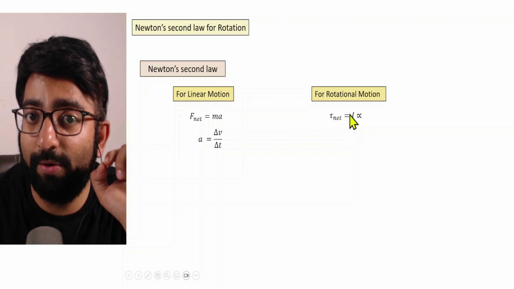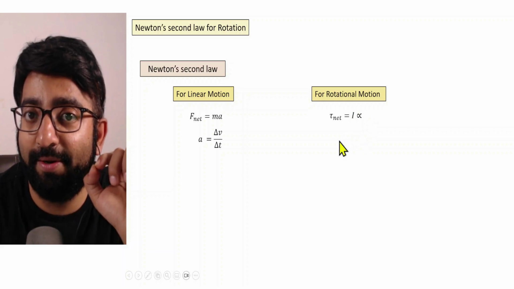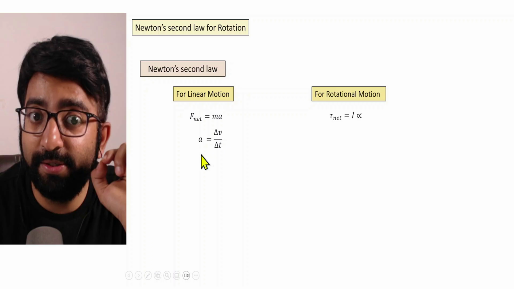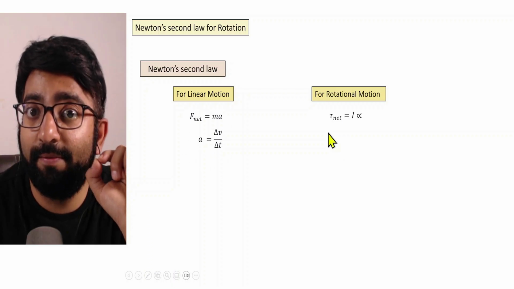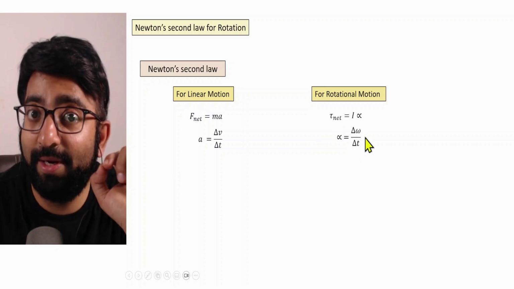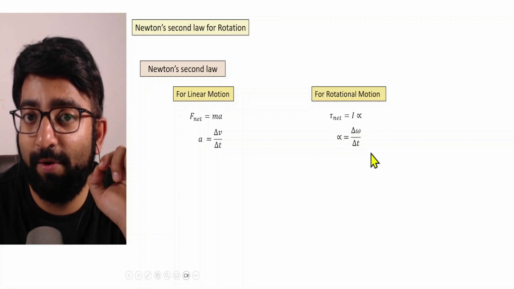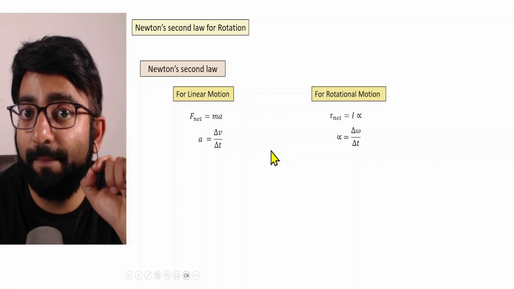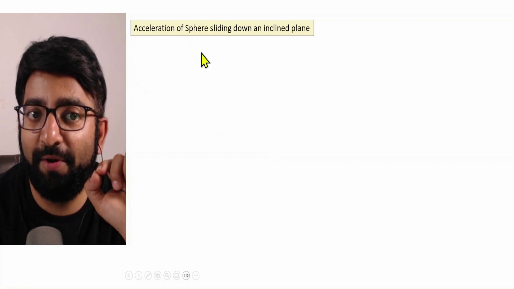The net torque acting on the object is a product of I, which is the moment of inertia, and alpha, which is the angular acceleration. Like linear acceleration was the rate of change of velocity, angular acceleration will be the rate of change of angular velocity. And the formula looks like this: alpha is delta omega by delta t, where delta omega is the change in angular velocity.